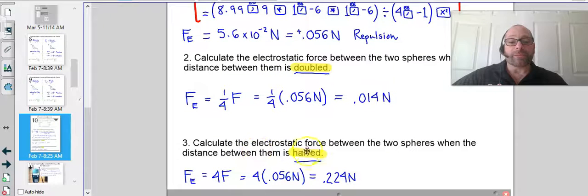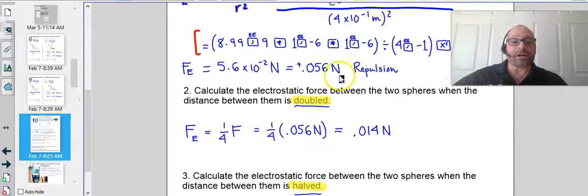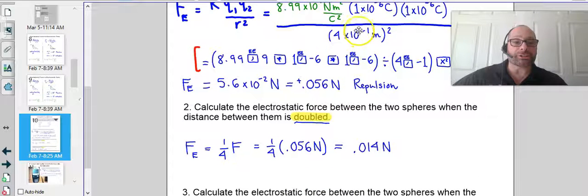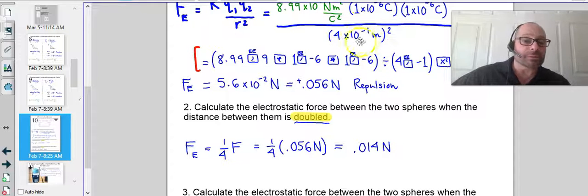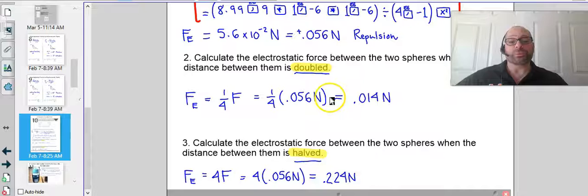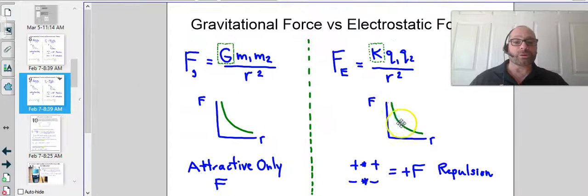So it's 1/4 of the original force. And what if we halve the distance? So 1/2 is now at the bottom of this equation. 1/2 squared is 1/4, so it's 1 over 1/4. Invert that and you get quadruple. The 1 over r squared rule works with this curve right here.